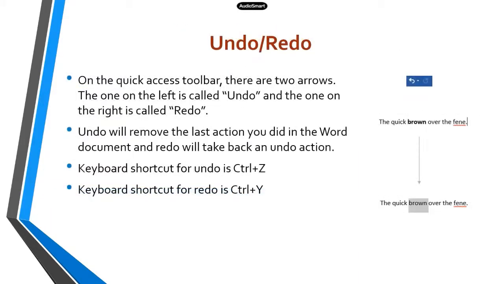The Quick Access toolbar is especially useful for the Undo and Redo buttons. The Undo button is the arrow facing to the left, while the Redo button is the arrow facing to the right. Undo will remove the latest action performed, while Redo will take back that undo. If you are also interested in commands to make work faster, Ctrl+Z is for undo and Ctrl+Y is for redo.